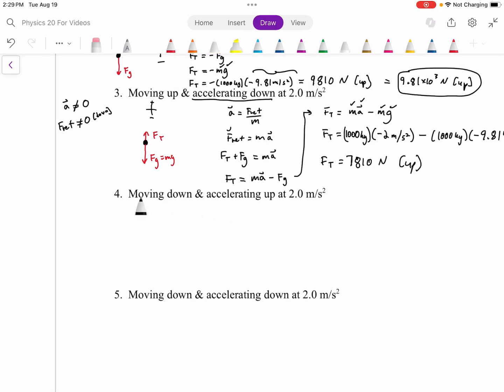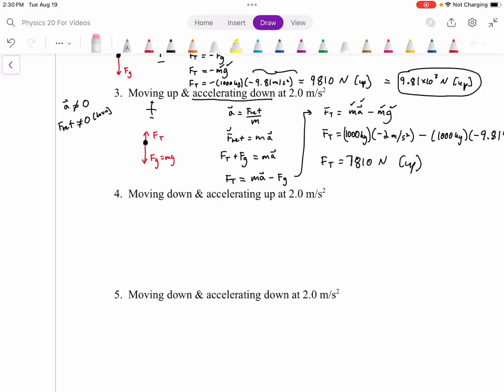All right, now moving downwards, but accelerating upwards at 2 meters per second squared. So, pause. Which one of those pieces of information is important for thinking about forces? The moving down or the acceleration up? Right, the acceleration up. Moving down, great to know, but actually tells us nothing about what the forces are. You could be moving down and accelerating down. You could be moving down and accelerating up.